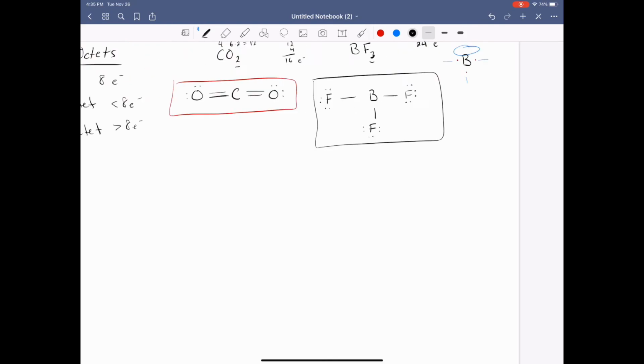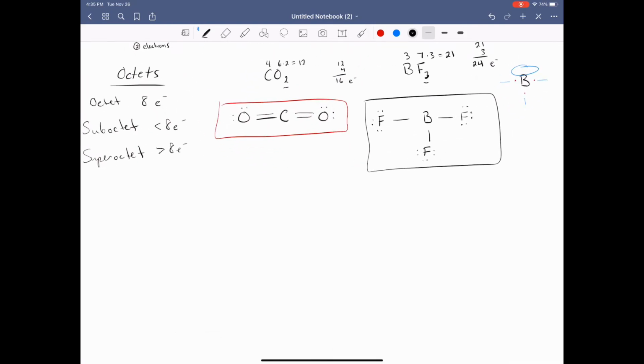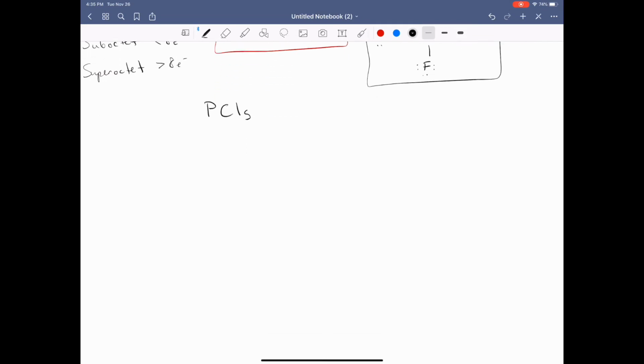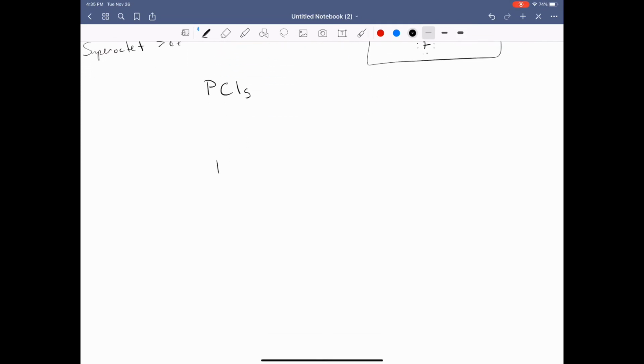Moving to our next and final structure we will practice on, PCl5, phosphorus pentachloride. Let's start with our basic structure, our skeleton: P, and then we have 1, 2, 3, 4, 5 Cl's.